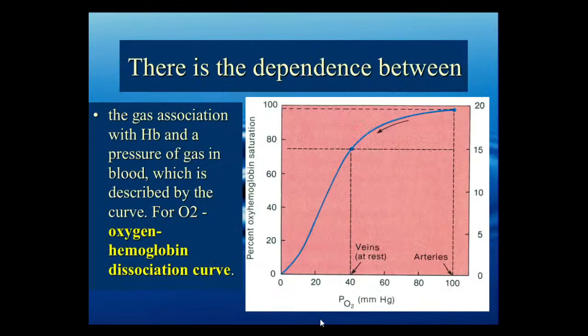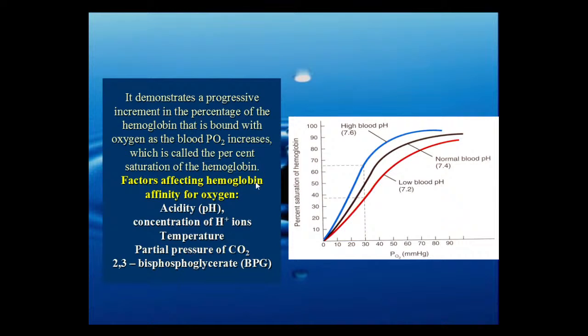But not only partial pressure or tension of oxygen can determine this process. On this process the next factors can influence. Factors affecting hemoglobin affinity for oxygen are acidity, pH, concentration of hydrogen ions, temperature, partial pressure of carbon dioxide, and a chemical substance which is present in erythrocytes and influences dissociation of this complex, oxyhemoglobin.